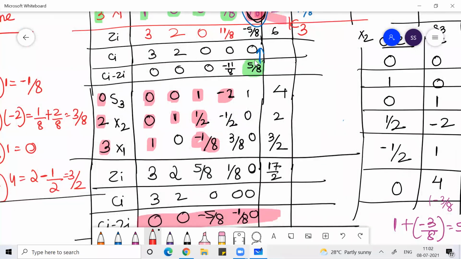Just multiply and add, Ganga. 0 into 0 plus 2 into 0 plus 3 into 1. Just multiply and add.